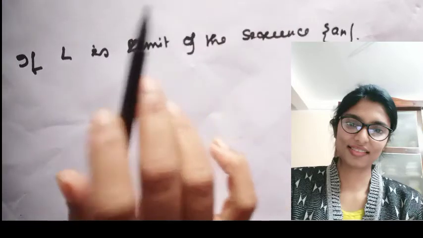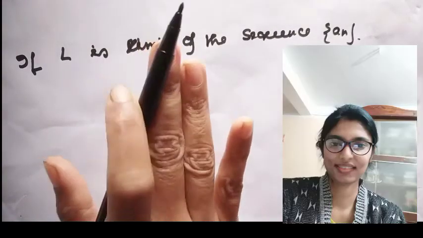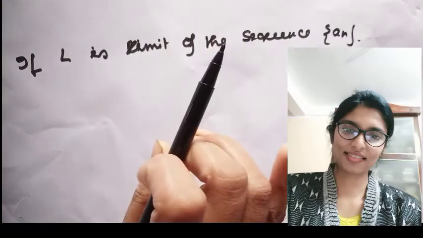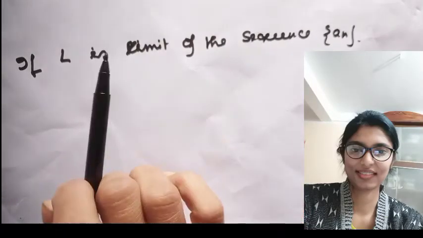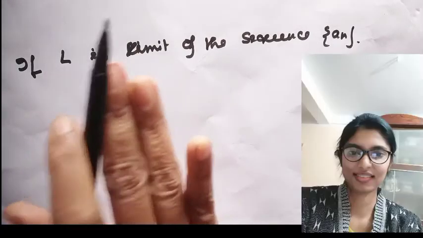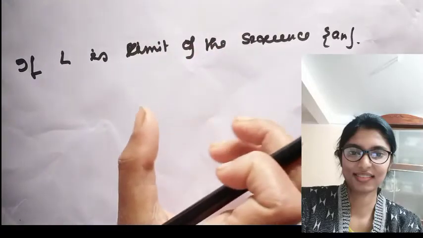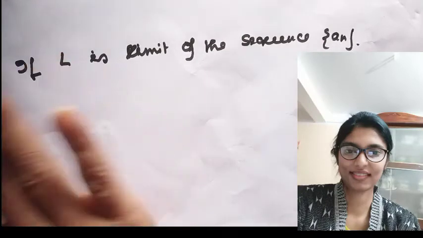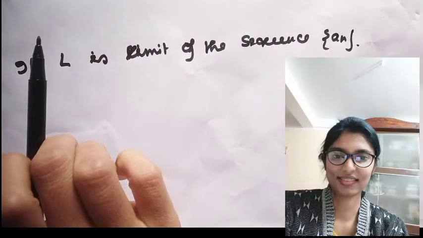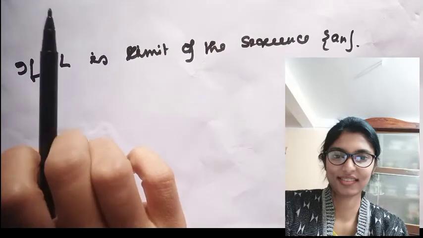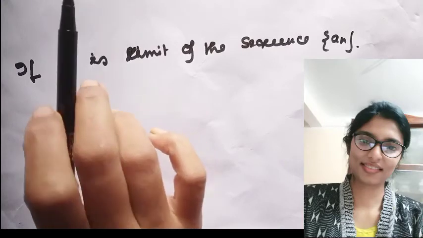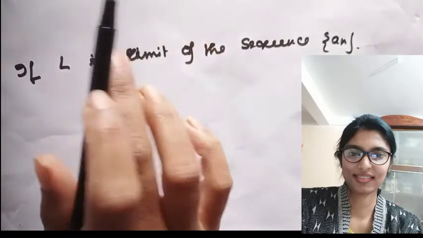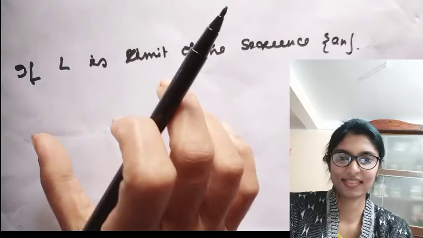If I don't know L is the limit, but I know it is convergent, then the terms of the given sequence must come closer to each other as you progress. As n becomes larger and larger, a_n should remain close to each other, because if they remain away, they are not going to converge. Whether I know the limit exists or does not exist, this doesn't matter. I can just say the terms of the sequence come close to each other.